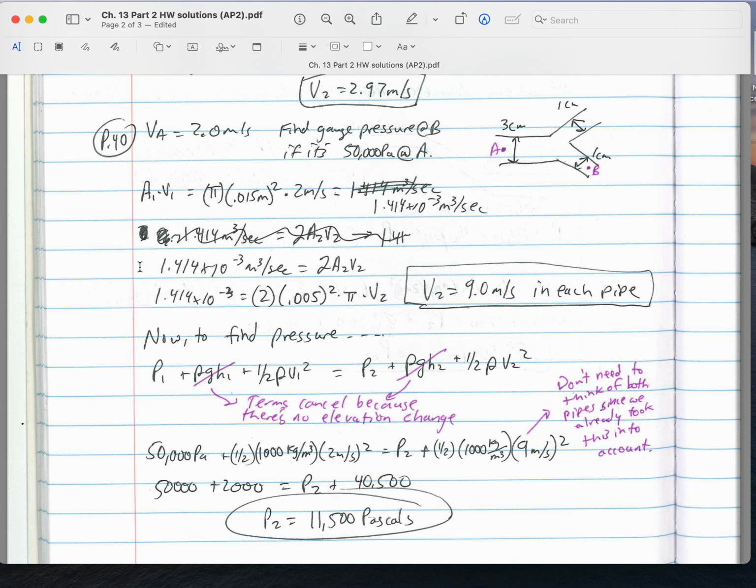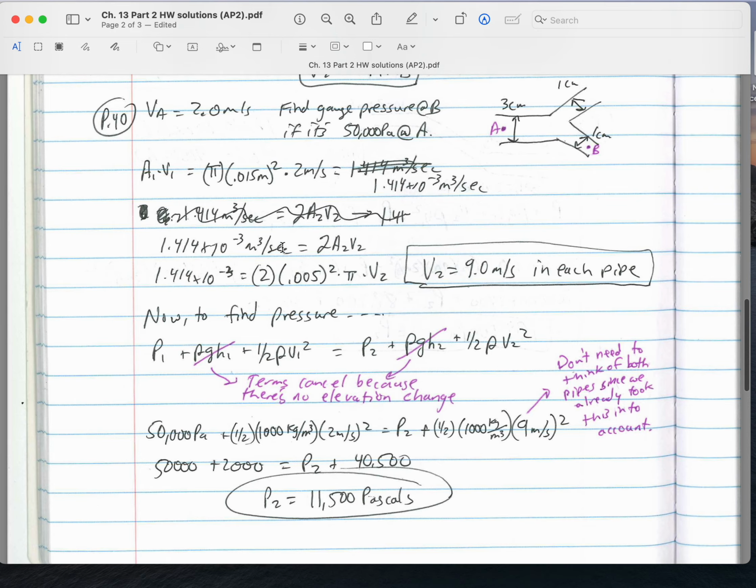So that's why I'm writing this as essentially, this volume flow rate is equal to 2A2 times V2, because I've got two pipes. Each of them is going to have the same area because it's got the same diameter, and therefore each is going to have the same velocity. So when I do that, set it equal to 2 pi r squared again, 0.005 squared times pi times V2, I end up getting that each pipe here is going 9 meters per second.